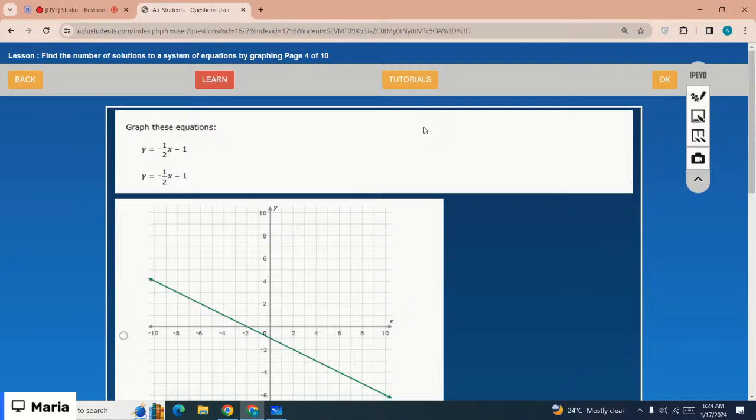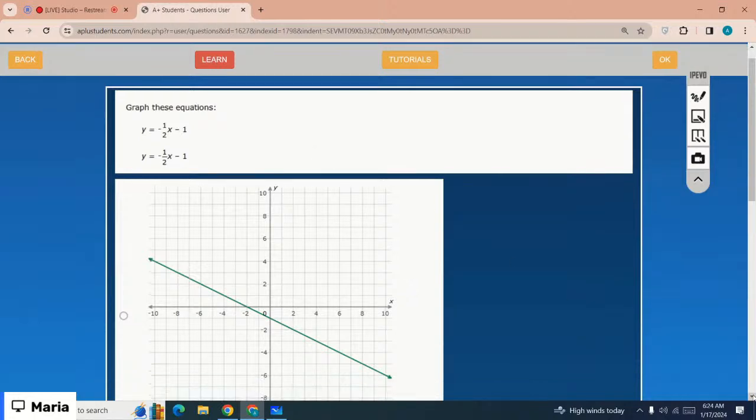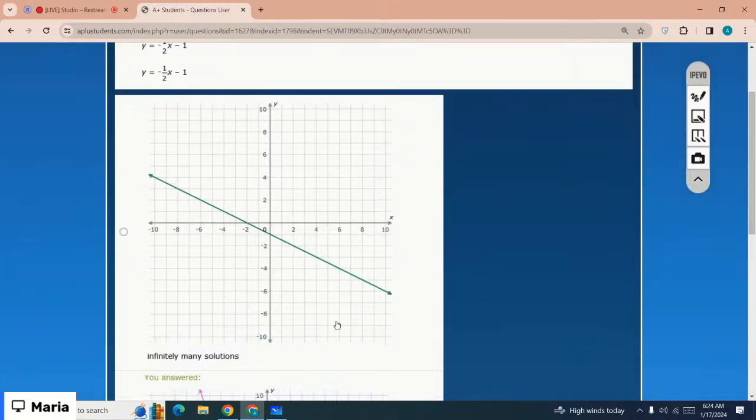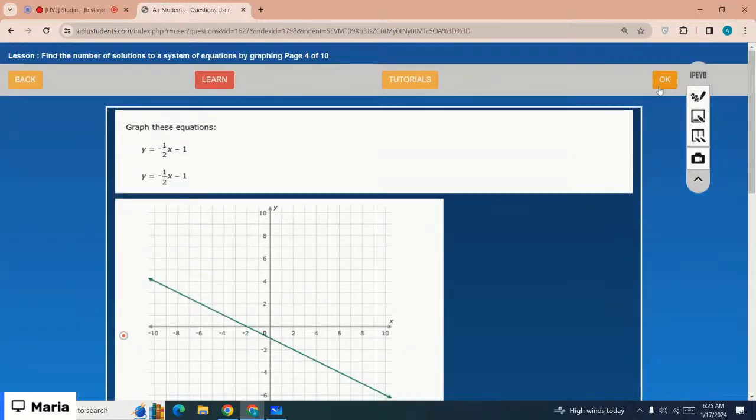Okay, y equals negative 1 over 2x minus 1 and y equals, both the lines are exactly same, right? Equations are exactly same. That means the system has infinitely many solutions. The one is the correct option, right? The equations are exactly same. That means you have two lines, one above the other. So the system has infinitely many solutions. Got it?